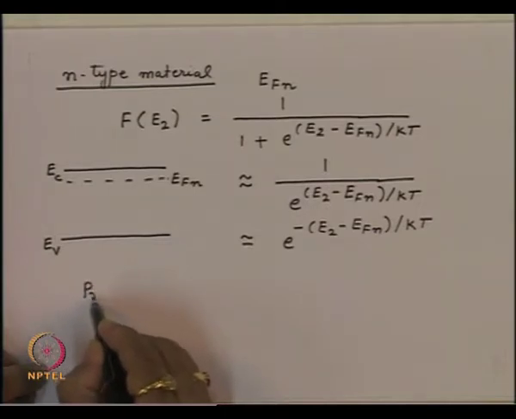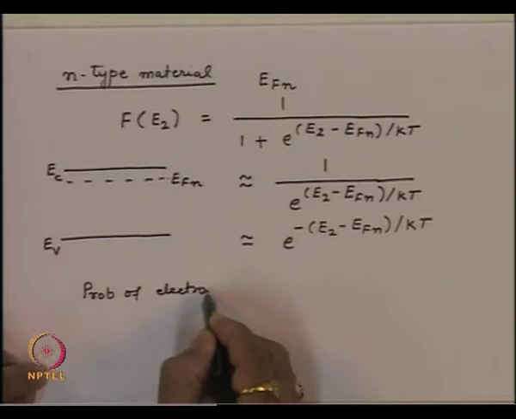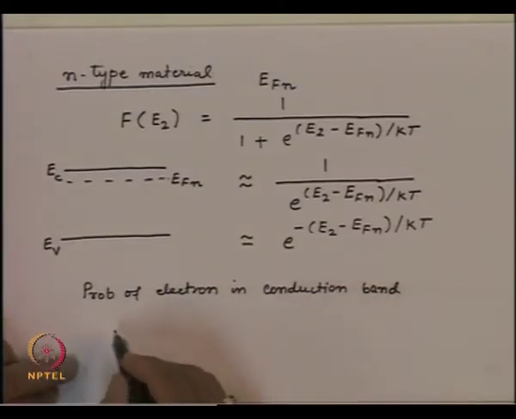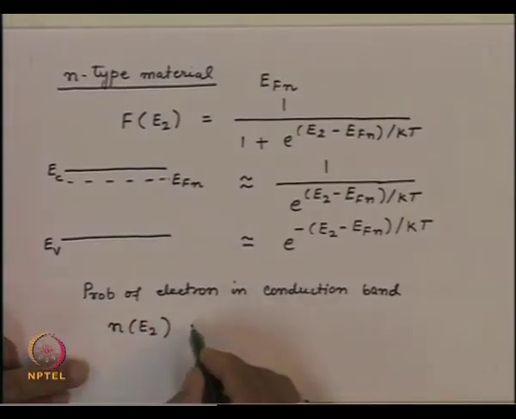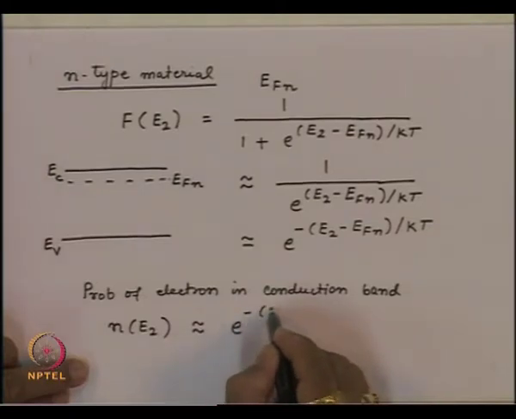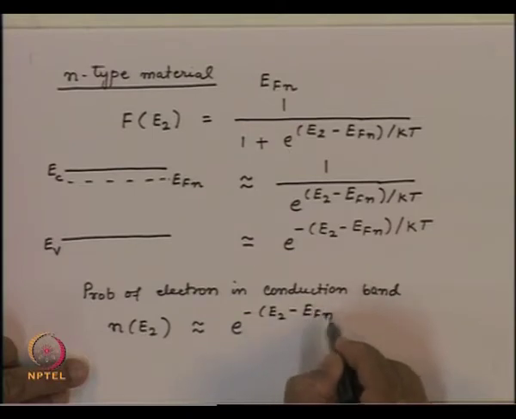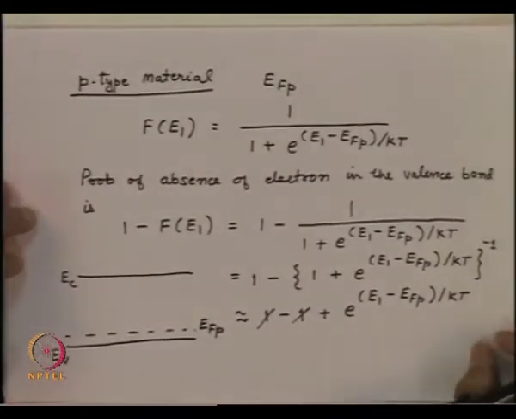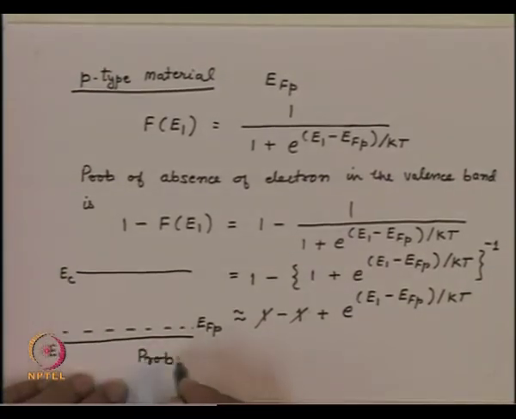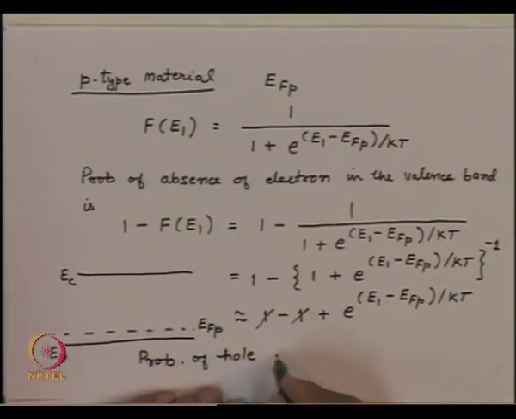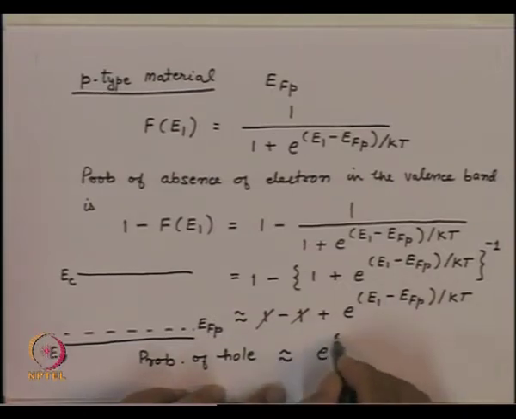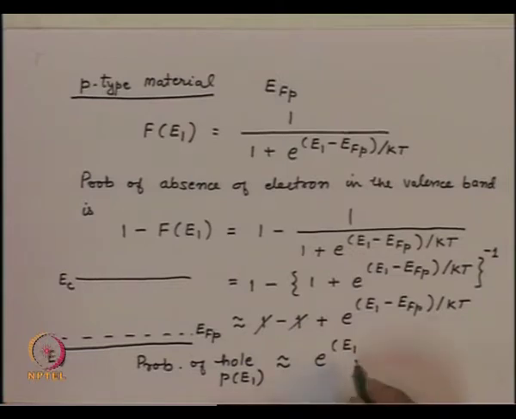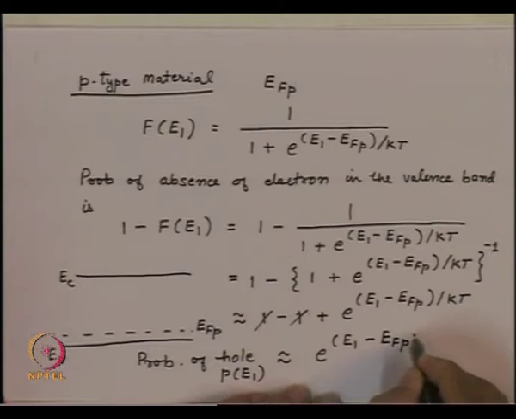Let us say the probability of having an electron in the conduction band is denoted by n(E2), which is approximately given by e to the power minus (E2 minus EFn) divided by kT. And the probability of having a hole in the valence band, which we call P(E1), is approximately given as e to the power of (E1 minus EFp) divided by kT.